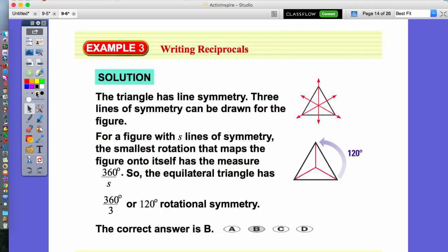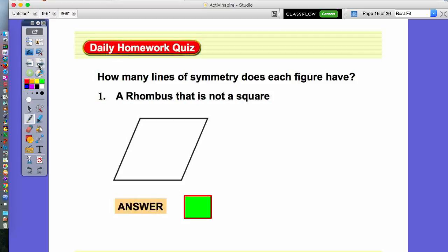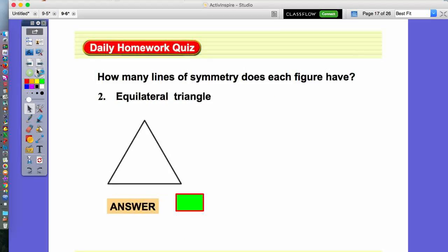Now, a figure doesn't have to have 90 or 180 degree rotational symmetry to have rotational symmetry. It just has to be 180 or less. So for instance, this equilateral triangle has 3 lines of symmetry. 360 divided by 3, for 3 congruent sides, is 120 degrees. It has 120 degree rotational symmetry. Notice that's not 180, but since it's less than 180, it is classified as rotational symmetry. This rhombus, we keep talking about it, would have 2 lines of symmetry. That also means that it would have 180 degree rotational symmetry if I asked you to find that. This equilateral triangle, we said, has 3 lines of symmetry. So 360 divided by 3 is 120.